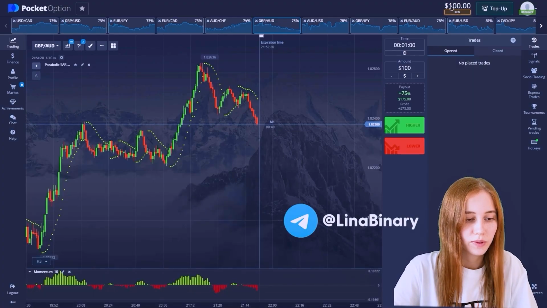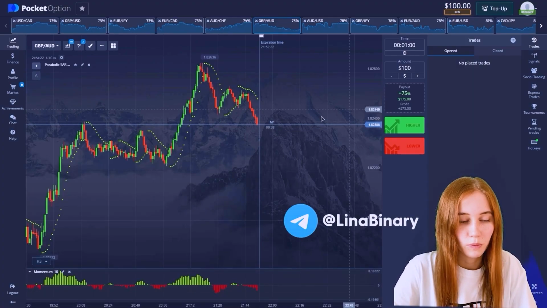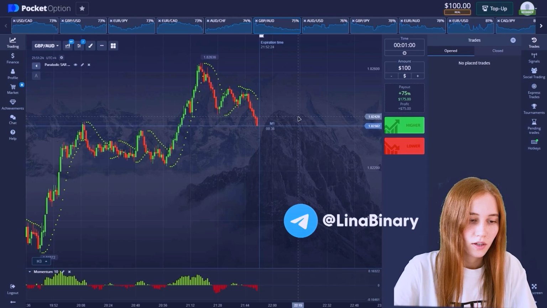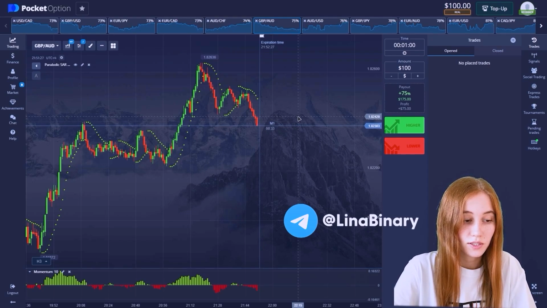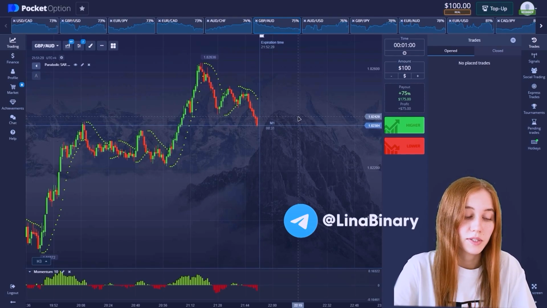Today I will trade with this amount of $100. I choose this amount and let's see what comes of it.